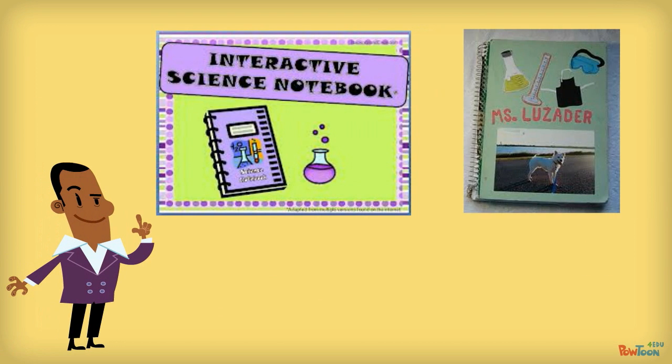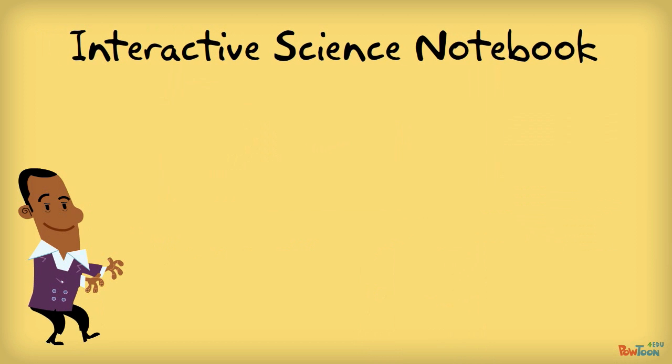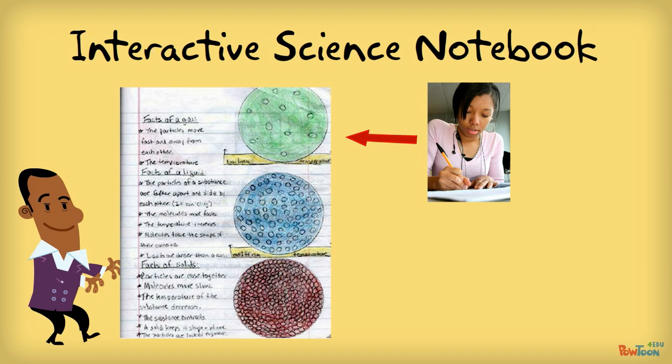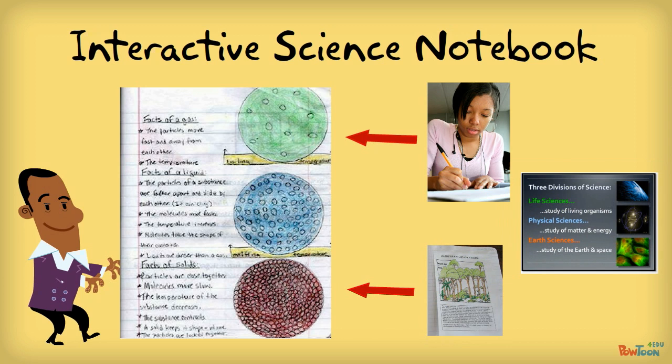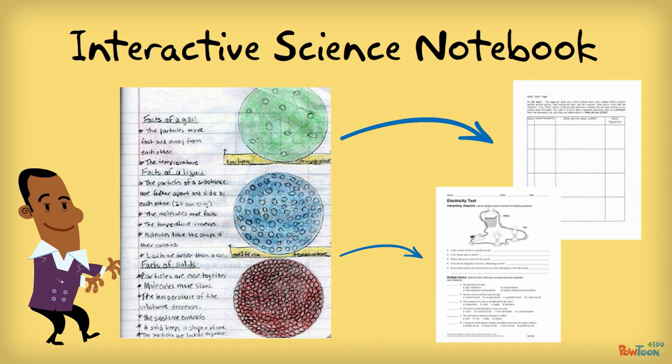You will need to design and keep your own science notebook. We call it the Interactive Science Notebook, or ISN. In this notebook, what you will be creating and keeping will be important in several ways. First, you will need to take your notes in your notebook. Your teacher may give you information, readings, lab sheets, or presentation notes for you to put into your notebook. You can then use your notebook to complete assignments or study for tests.